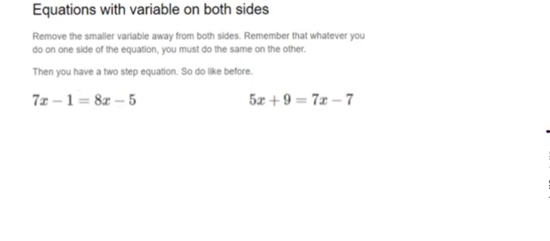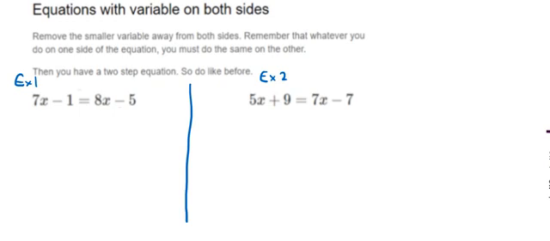Hi guys, so here we've got equations with a variable on both sides. First thing, if you haven't looked at one-step or two-step equations yet, then have a look at those, because you need to understand those before you're able to solve equations that look like these, where they have a variable on both sides. So if you look at the first example, you've got 7x minus 1 equals 8x minus 5.